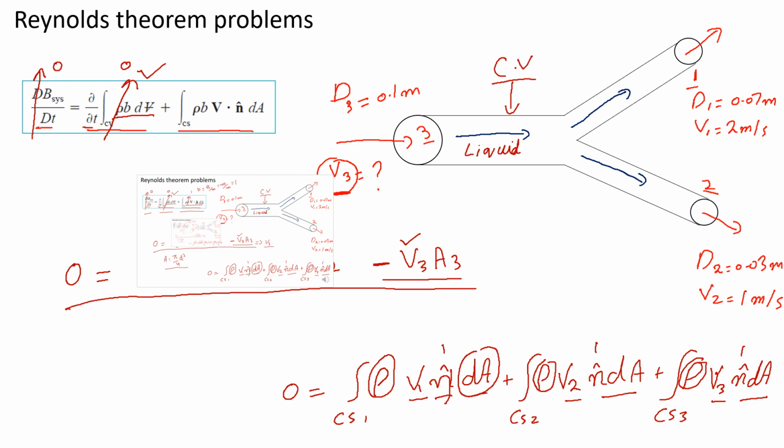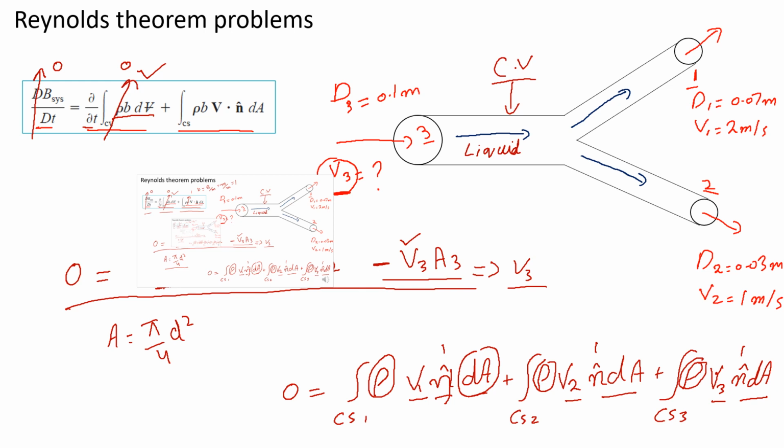So we can now solve this equation. My area will be pi by 4 d square, because we are dealing with cylindrical pipes. I know my V1 and V2, and I can compute the areas from these diameters, so no problem. And at the end I'm going to compute it for V3. So please do that yourself.